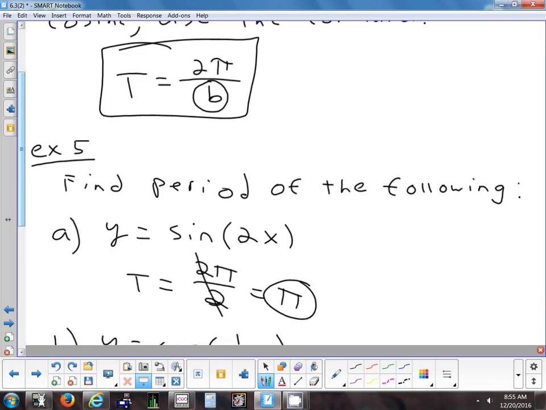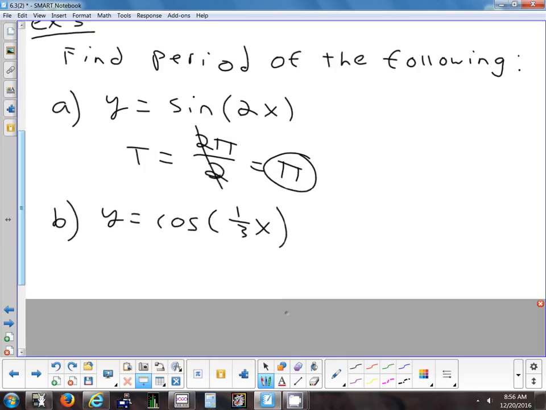So did that compress it or did that stretch it? It compressed it by twice as much. The normal period is 0 to 2 pi. Now the function is going to do its whole thing in a shorter interval, 0 to pi.